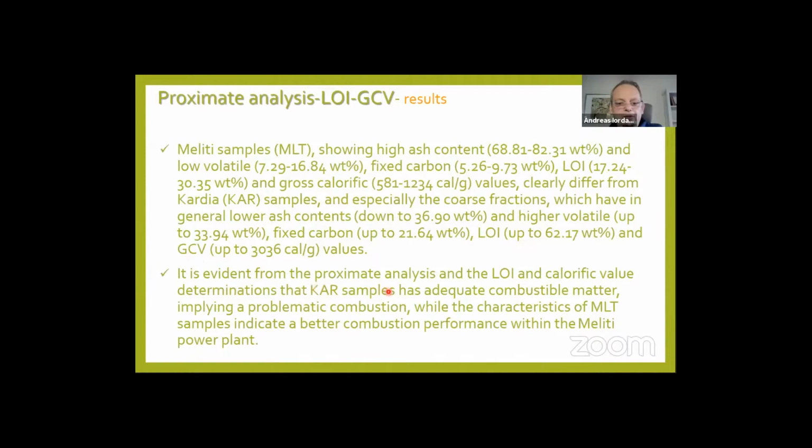So it is evident from the proximate analysis and the LOI and gross calorific values that the Kardia samples have adequate combustible matter, and I'm not talking only about the coarse fractions. I'm talking about the other fractions as well. So they have adequate combustible matter, and that shows us that there is a problematic combustion in the Kardia power plant, which is very old, and it is closed, as I told you now. While the characteristics of the Meliti bottom mass samples indicate a better combustion performance within the Meliti power plant.